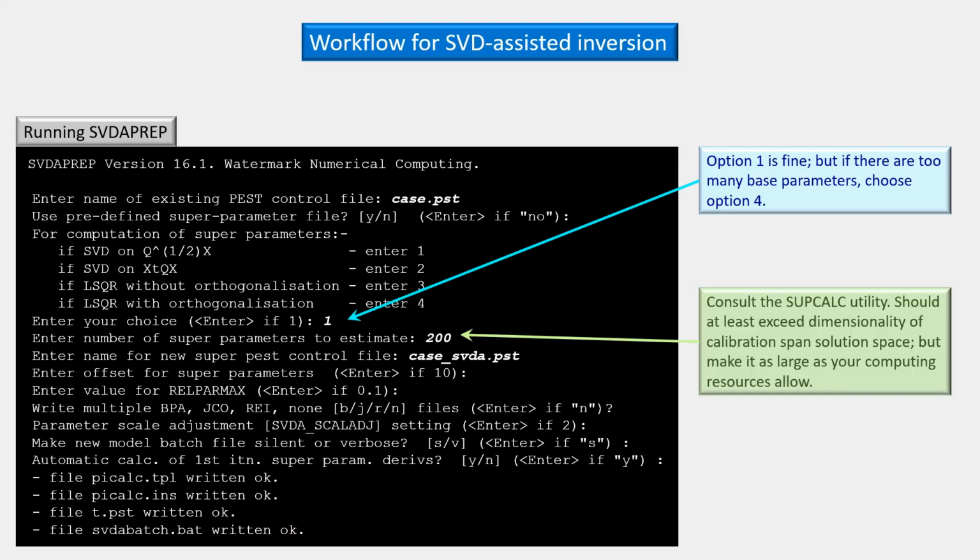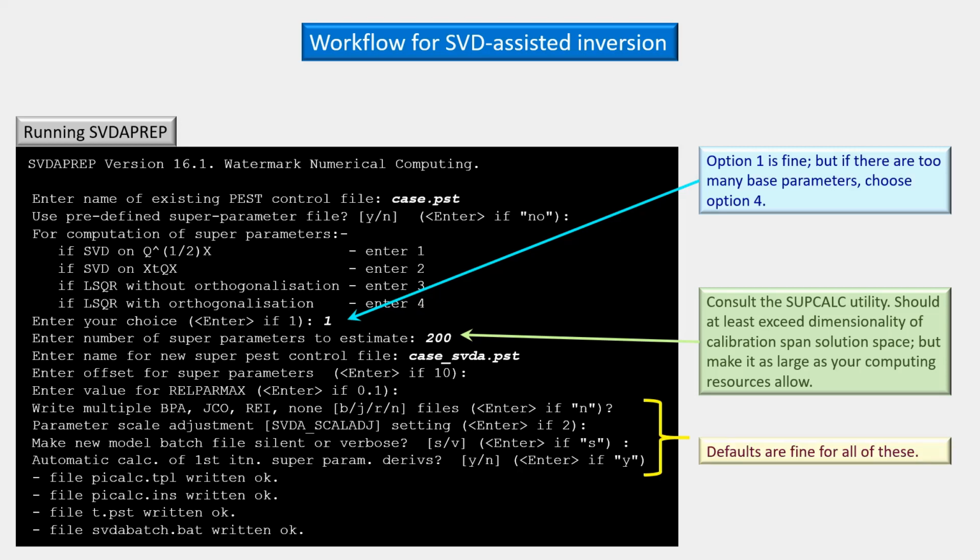How many superparameters should you estimate? Well, there's a little utility called SoupCalc supplied with PEST, which will estimate how many dimensions are in the solution space. It gives you a lower bound and an upper bound. Use as many as it provides for the lower bound, but actually estimate as many as you can, and try to make sure it's above the SoupCalc suggested lower bound. By estimating as many as you can, as I said a moment ago, that gives you some defense against the linearity assumption involved in the once-only definition of superparameters.